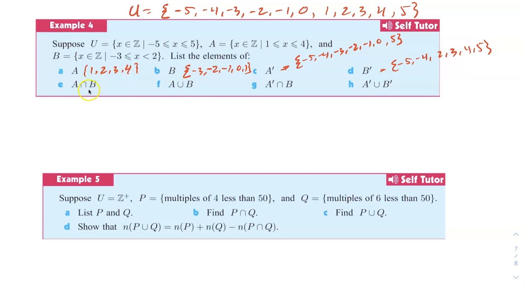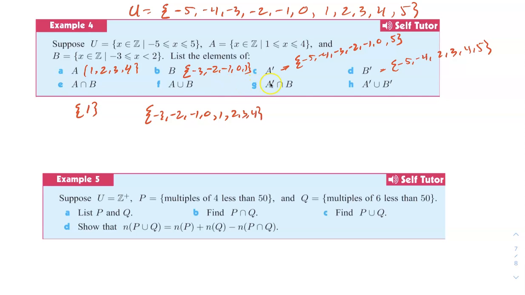What's in the intersection of A and B? So what do A and B have in common? It looks like 1's the only thing that's in the intersection. Right? The only thing they have in common is 1. What's in the union? I think the union is the easiest part. You just put them all together. So -3, -2, -1, 0, 1, 2, 3, 4.